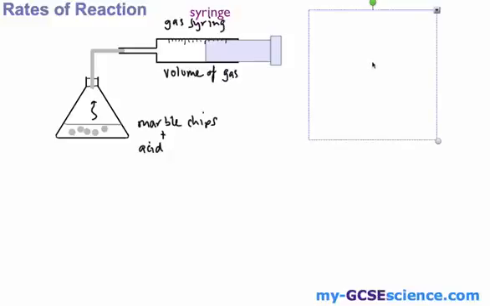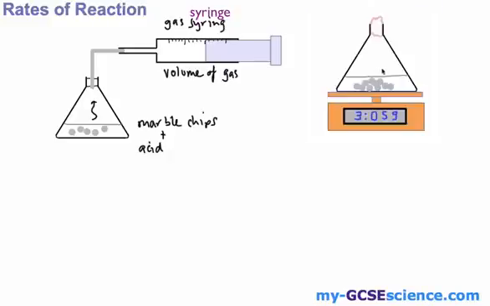Now, a second way would be not to measure the volume of gas produced, but to look at the reduction in mass in the experiment. So again, same experiment, marble chips in acid, they're giving off the gas, it's going through this cotton wool here and into the atmosphere, and then we can measure the mass that is lost over time. So over say 5-10 minutes, we can measure to see how much of that mass is lost, and that's another way of measuring the rate of a reaction.